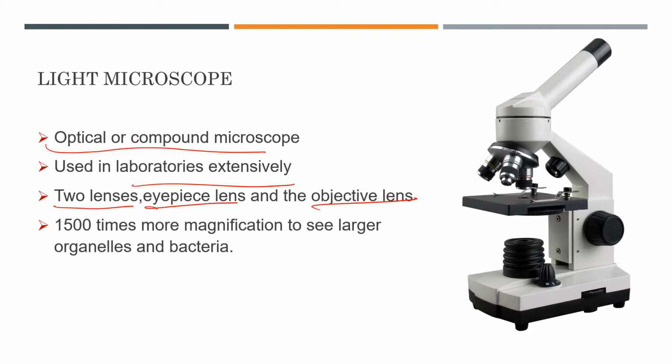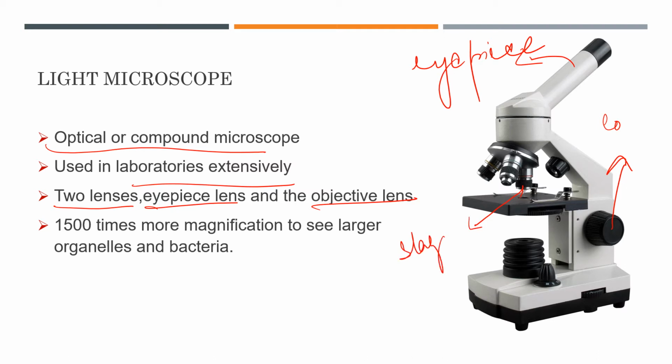Now let us see which one is the eyepiece of this microscope. This one, through which we see. Let us label this. This is the eyepiece. Now this is the coarse adjustment screw. When we are placing the object, what is this? This is the stage of the microscope, on which we place the sample on a slide.